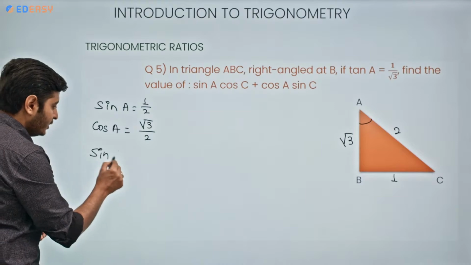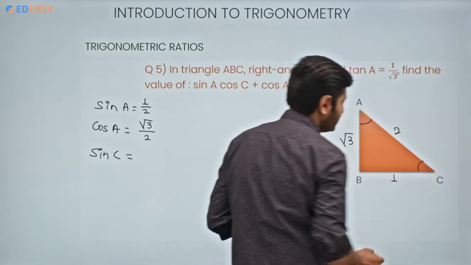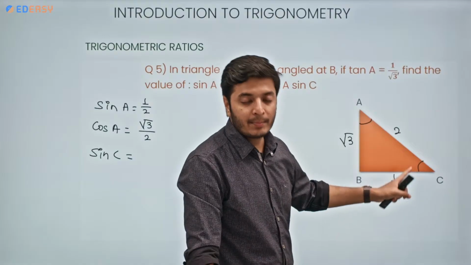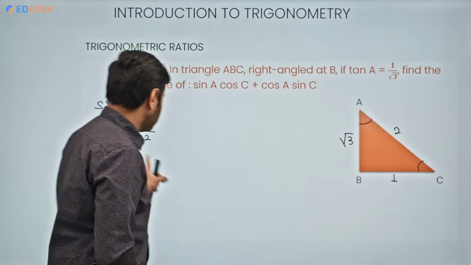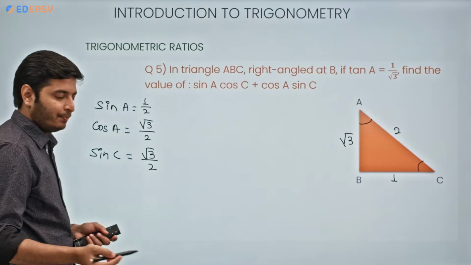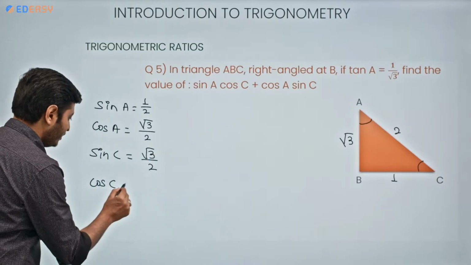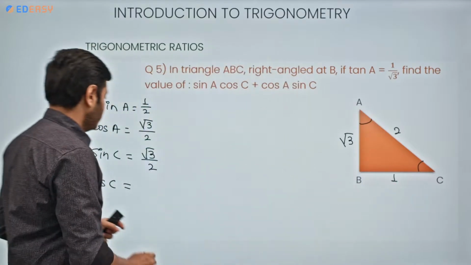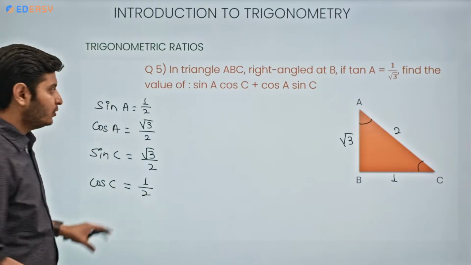Then we need sin C and cos C. Sin C. Now the angle that we are considering is different. So sin C means we are referring to angle C. Which side is perpendicular when we are referring to angle C? AB. So sin C would be root 3 by hypotenuse 2. Then cos C. When referred to angle C, which side is the base? BC. Divided by hypotenuse 2. All the values are known to us now.